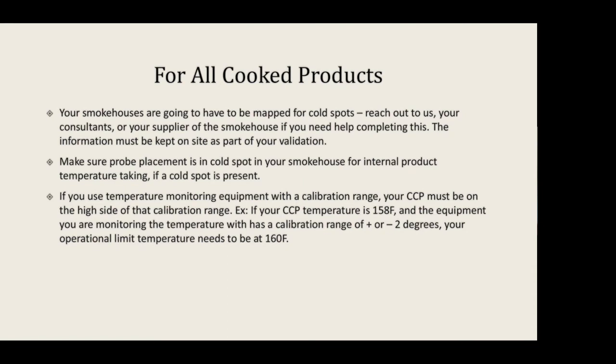Make sure your probe placement is in a cold spot in your smokehouse for internal product temperature taking if a cold spot is present. If you use temperature monitoring equipment with a calibration range, your CCP must be on the high side of that calibration range. So the example is, if your CCP temperature is 158 degrees Fahrenheit and the equipment you are monitoring the temperature with has a calibration range of plus or minus 2 degrees, your operational limit temperature needs to be at least 160 degrees Fahrenheit.